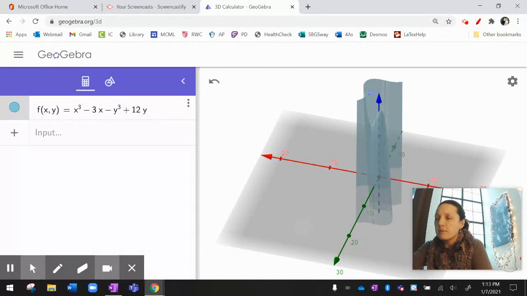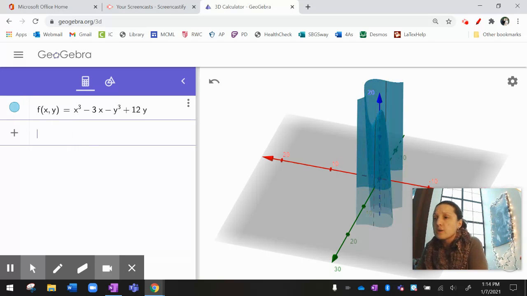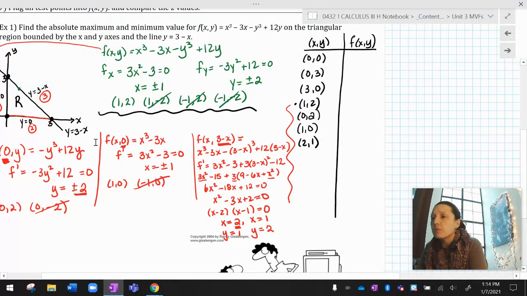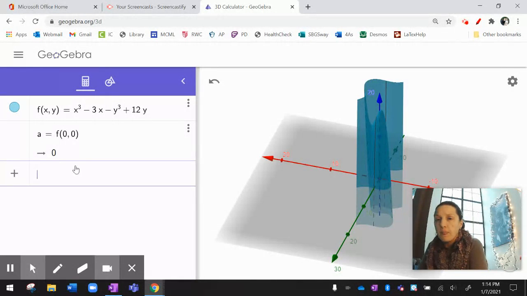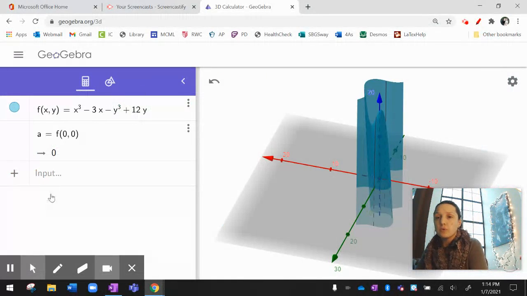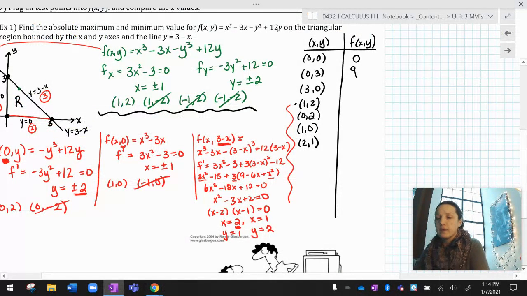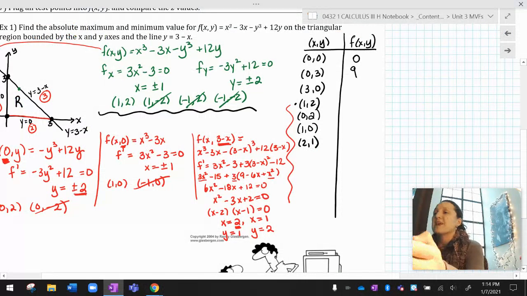And so that bumpy thing, depending on what my region is, is a relative max. But if I don't include this part, it's also an absolute max. So now we're going to figure out where my points are here. So let's see. What are the points we needed? f of (0, 0). And that's 0. And then f of (0, 3) is 9. f of (3, 0) is 18.